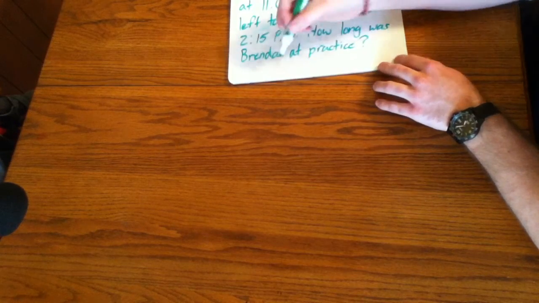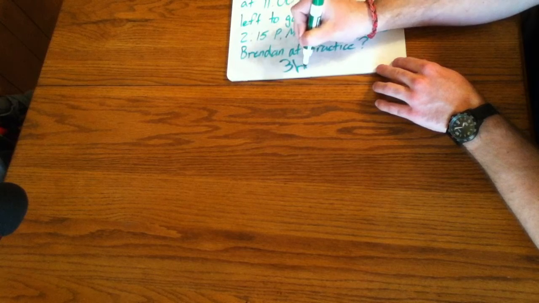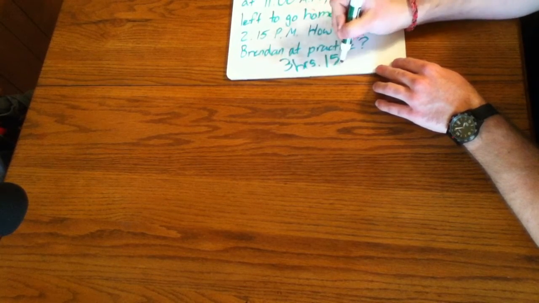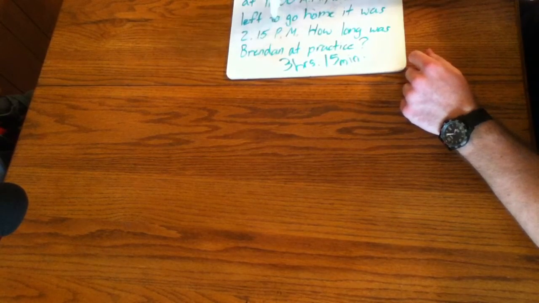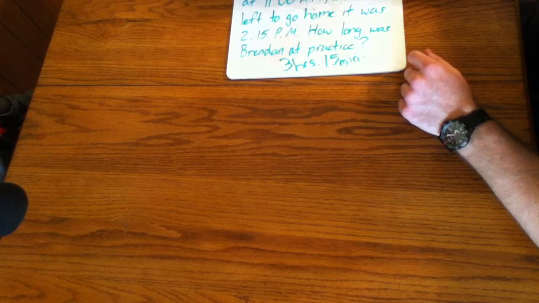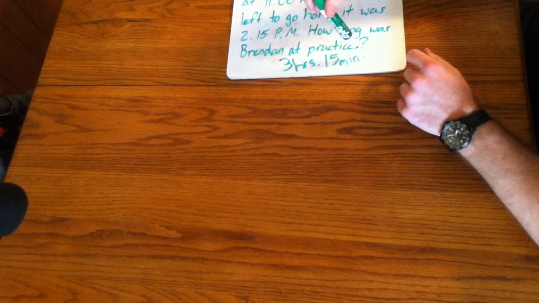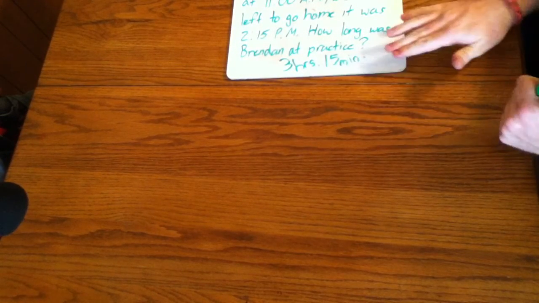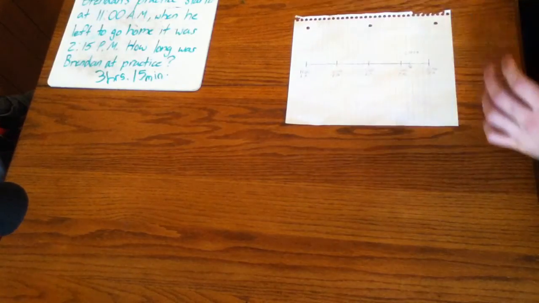He was at practice for 3 hours and 15 minutes. So our elapsed time, which was the time from 11 a.m. to 2:15 p.m., was 3 hours and 15 minutes. That was our elapsed time. So this was one way of showing it, addition. But another way we can show it is if we use a number line.